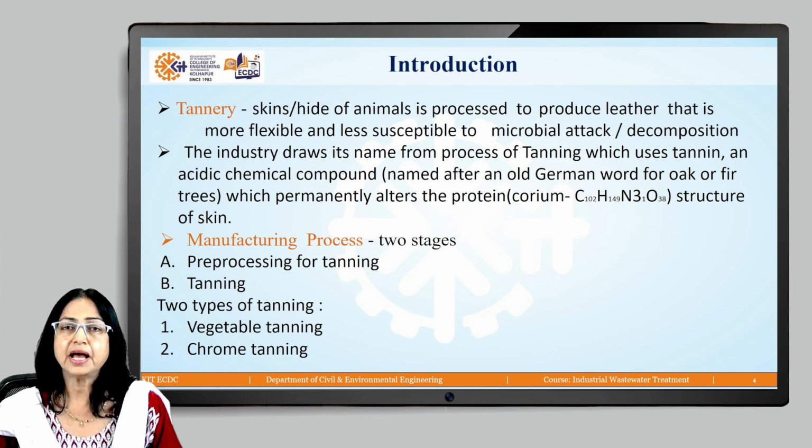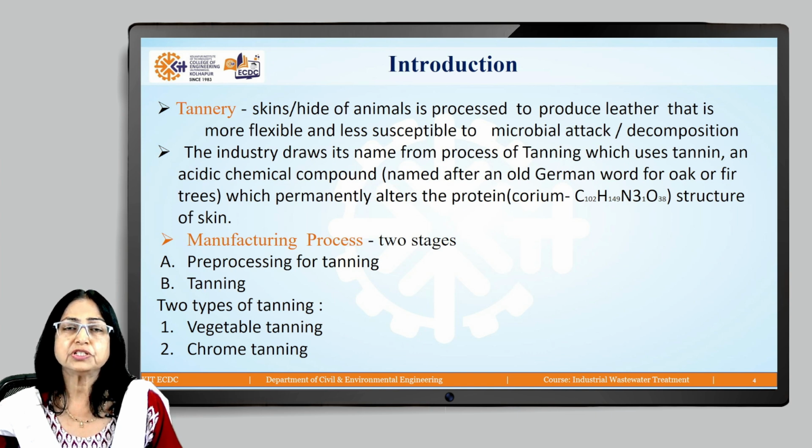The name tanning has come from a chemical, tannin, which is acidic in nature, and it is named after the old German word for oak or fir tree. This tannin alters the protein structure of the skin permanently. It removes water molecules, which enhances its capacity to tolerate or oppose microbial attack.